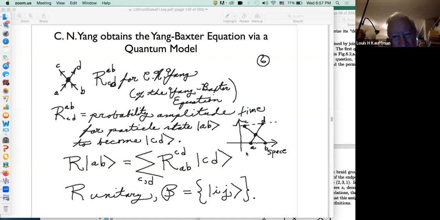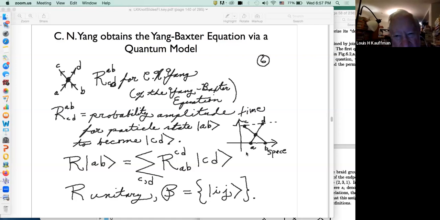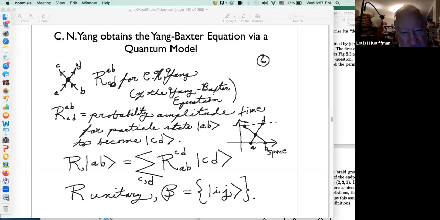People use idealized and simplified models to think about problems in quantum field theory. And that's what Yang was doing. He thinks of two particles that are interacting. Here's their interaction vertex, and they come out as C and D. And there are many possibilities for C and D.